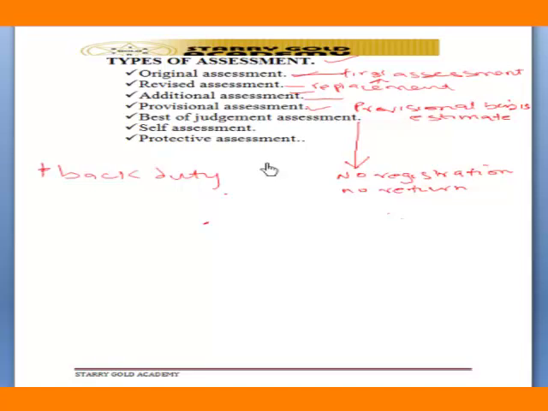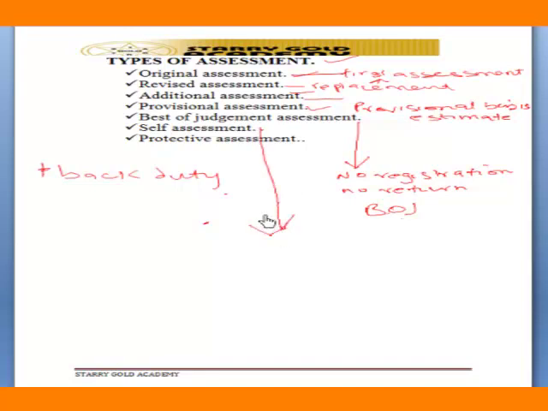So where it happens, the best of judgment of the inspector of tax to estimate the assessable profit and capital allowance claimable is done. It is also referred to as BOJ. The popular name is BOJ, Best of Judgment Assessment, BOJ.